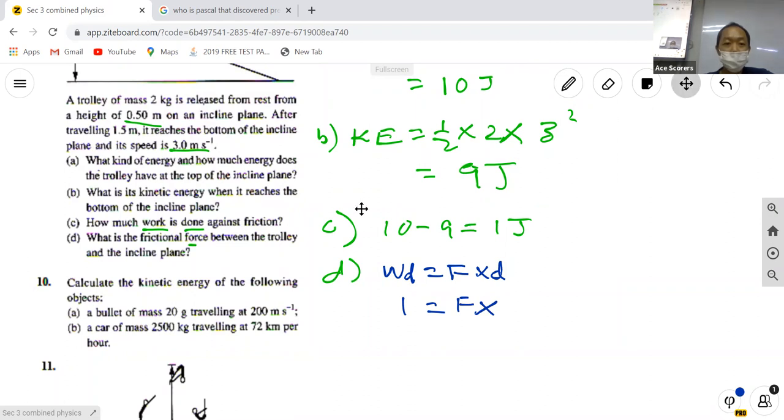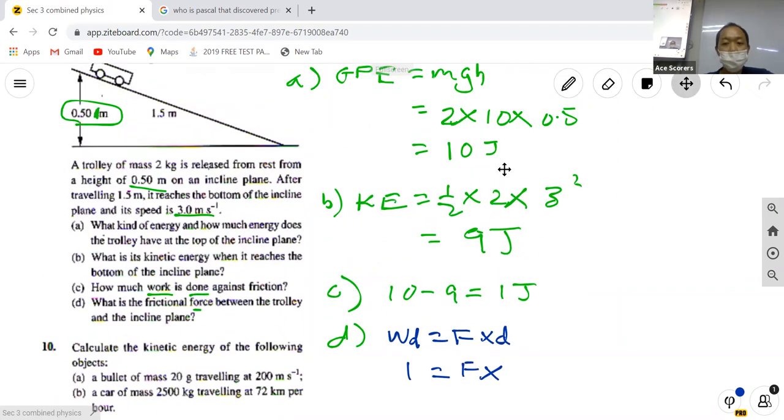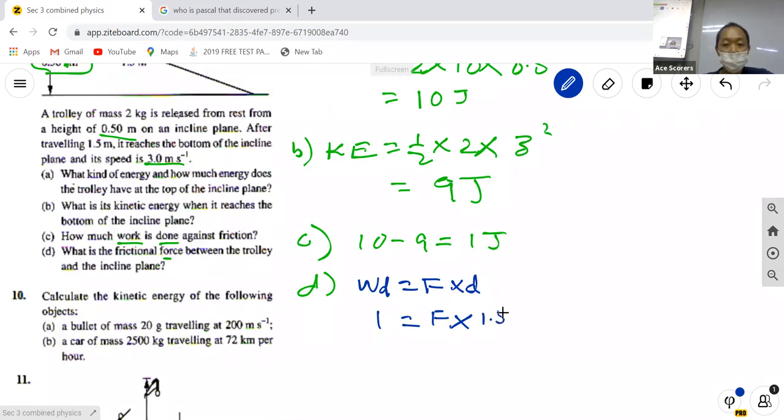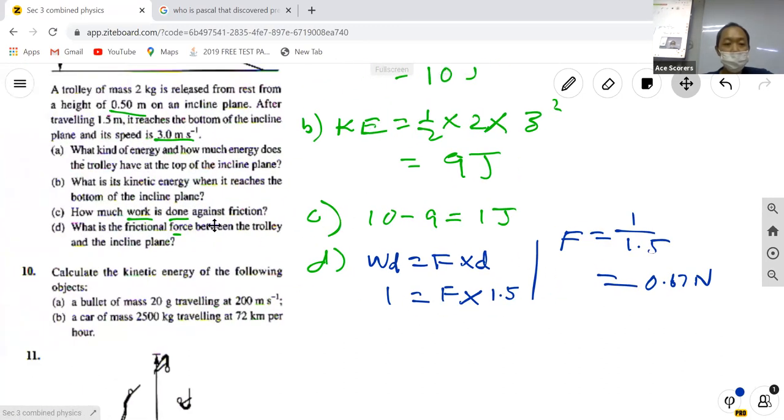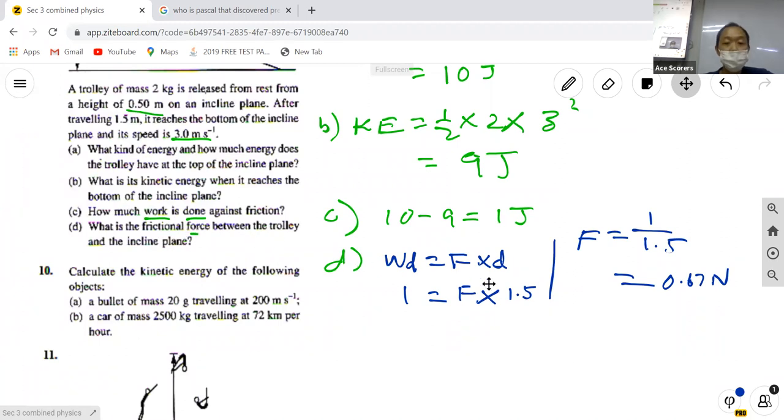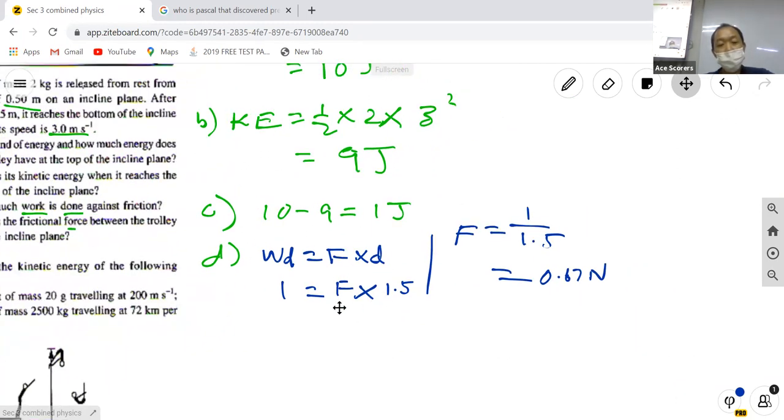And what is the distance that it traveled? It traveled 1.5, so 1.5. To find the force, all we have to do is F equals 1 divided by 1.5. We get 0.67 newtons, that's it. Once again, I'm just using formulas. Look at the keywords, put in the correct formula, put in whatever I know, then the unknown you can just find second. So it's not too bad.